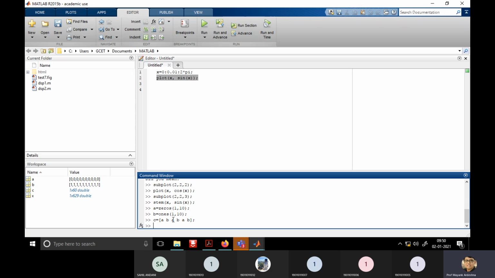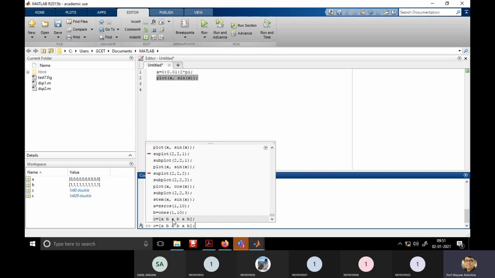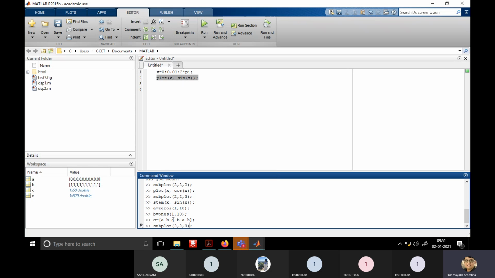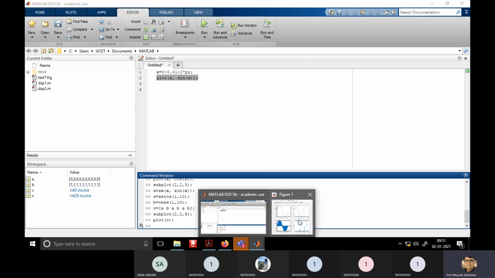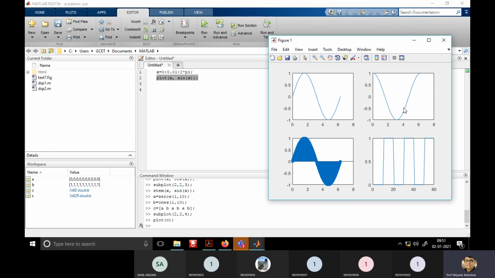Now if you just plot it, before we go to the plot, you can go with the subplot command. So subplot 2 comma 2 comma 4, and now you can plot. So you can identify this graph, or if you're getting the square wave on your screen. Yes, sir. Okay, so see, it's very easy to generate.